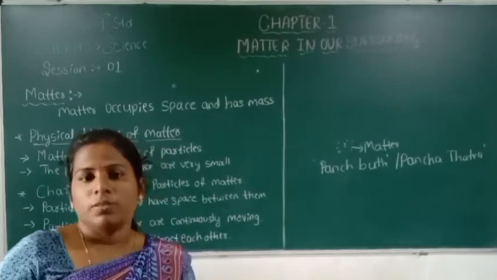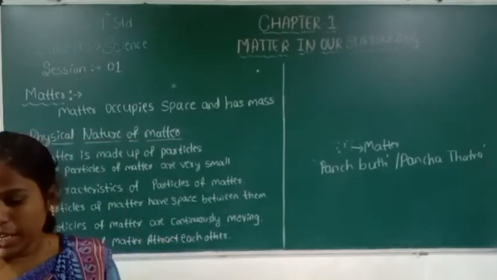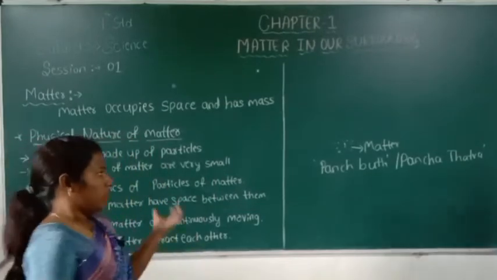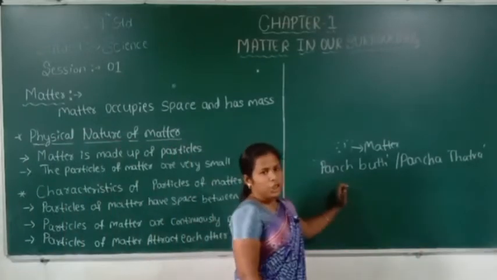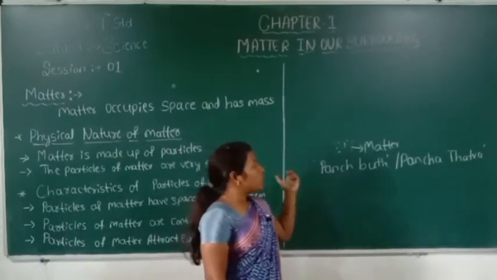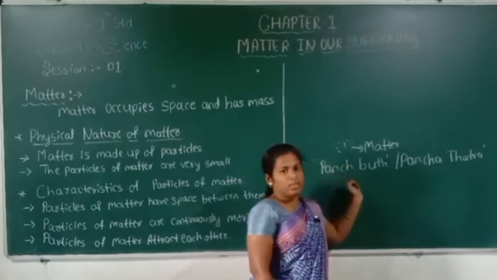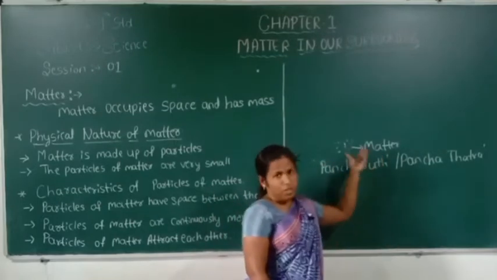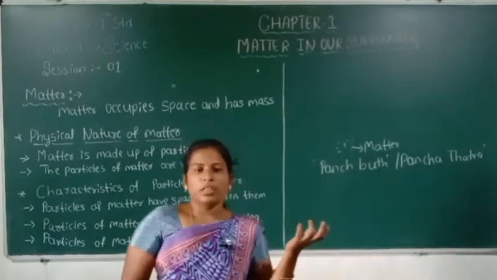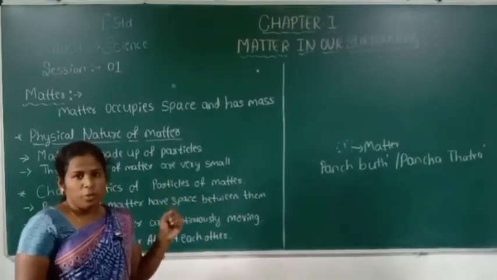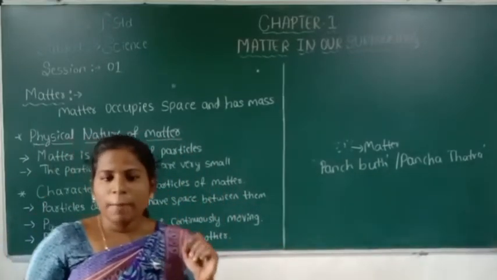In Greek they name it as matter. The first Indian ancient Maharshi, Kanada, named the smallest particles as matter. So every material, everything in this universe is made up of small particles.